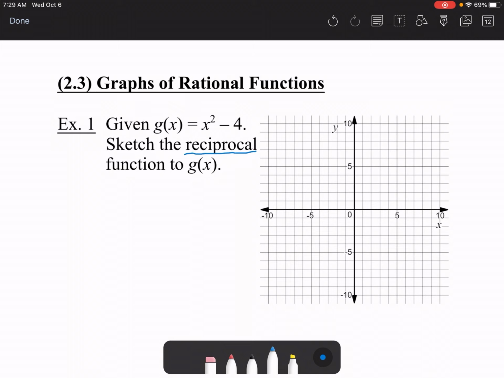If g of x is our function x squared minus 4, then the reciprocal to this is y equals 1 over x squared minus 4. Now some terms that we may remember that we talked about before. Something like a vertical asymptote.